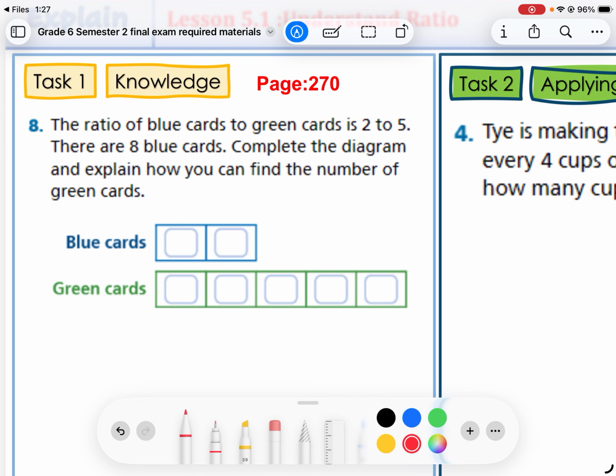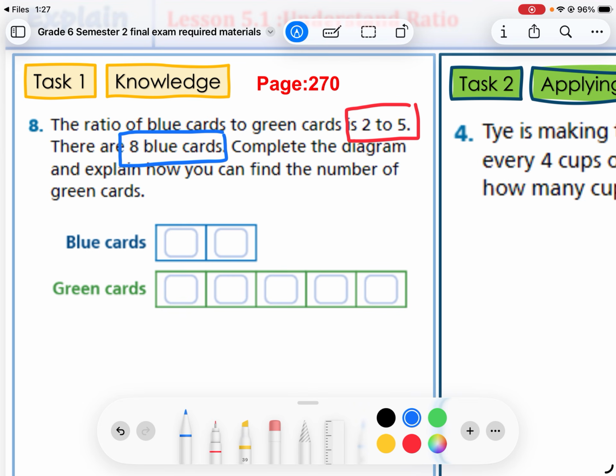So here, as you can see in the question, we have the ratio of blue cards to green cards. It's given to you as 2 to 5. And the question is giving me 8 blue cards. You need to complete the diagram and explain how you can find the number of green cards. Okay, so you guys can do it by completing the diagram.